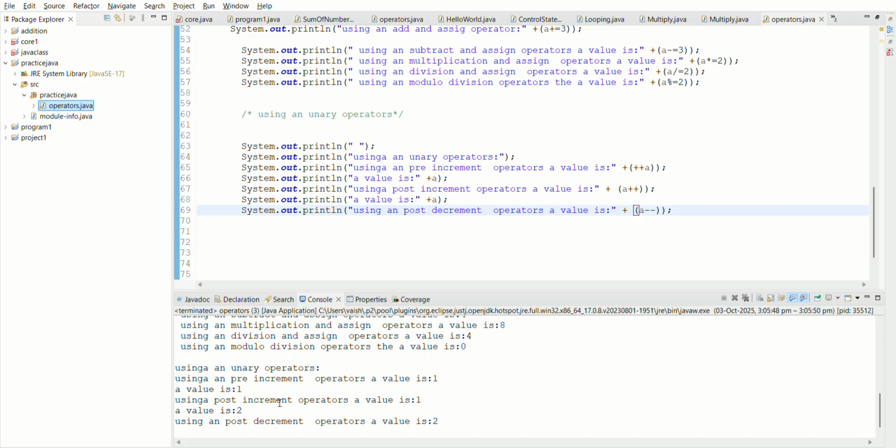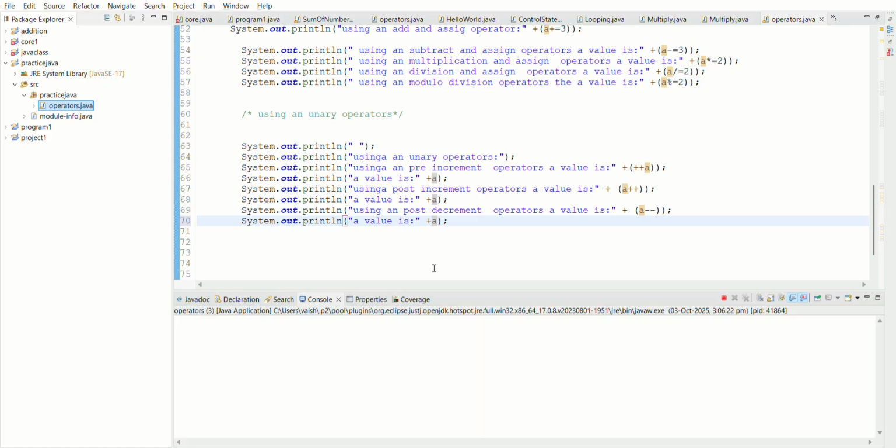Here a value is 2. Post decrement means after using the value, it decrements the value by 1. So first it prints the 2. Then 2 minus 1, we get an output here of 1. Suppose if we print the a value, a value is 2 minus 1, so we get an output of 1. It is a post decrement.